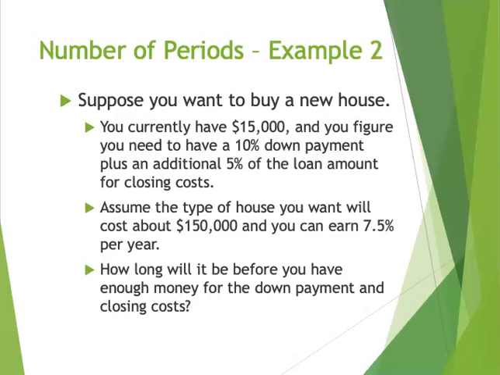Let's look at another example. Let's say you want to buy a new house. You currently have $15,000 and you figure you need to have a 10% down payment plus an additional 5% of the loan amount for closing costs. Assume the house you want will cost about $150,000 and you can earn 7.5% per year. So how long will it be before you have enough money for the down payment and the closing costs?